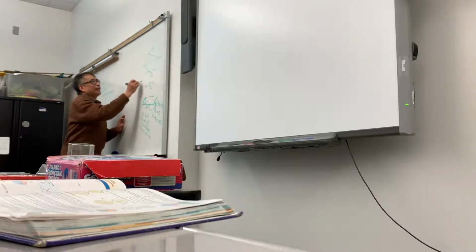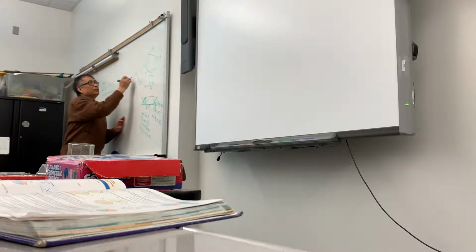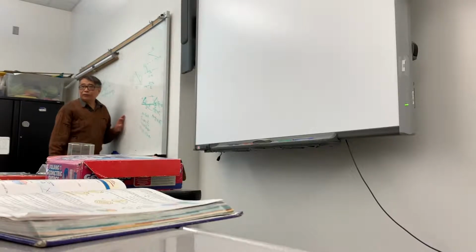For instance, we have a rectangle. This is 15, this is 5, and this is a right triangle. Can you find the shaded area or no? Can you?